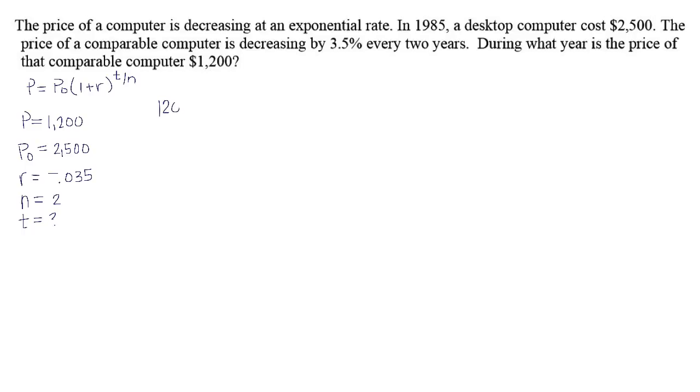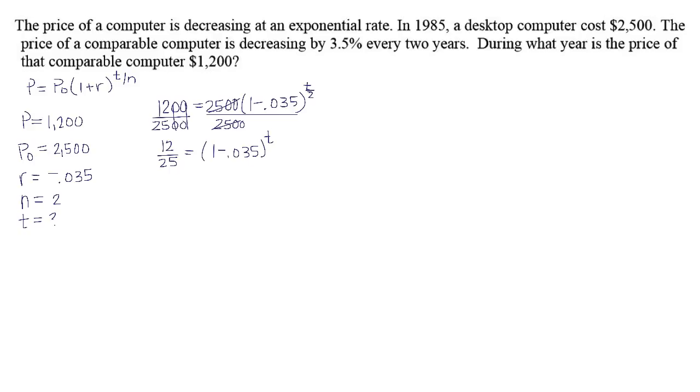We have 1,200 is going to be equal to 2,500 times, and now we have a decreasing rate, so it's going to be 1 minus 0.035, and that's going to be raised to the time over 2, because again in this problem that rate occurs every 2 years. Alright, so solving this, the first thing we need to do is to divide both sides by 2,500. So we'll go ahead and take care of that. And then notice that we're going to have 12 over 25 equal to 1 minus 0.035 raised to the t power.